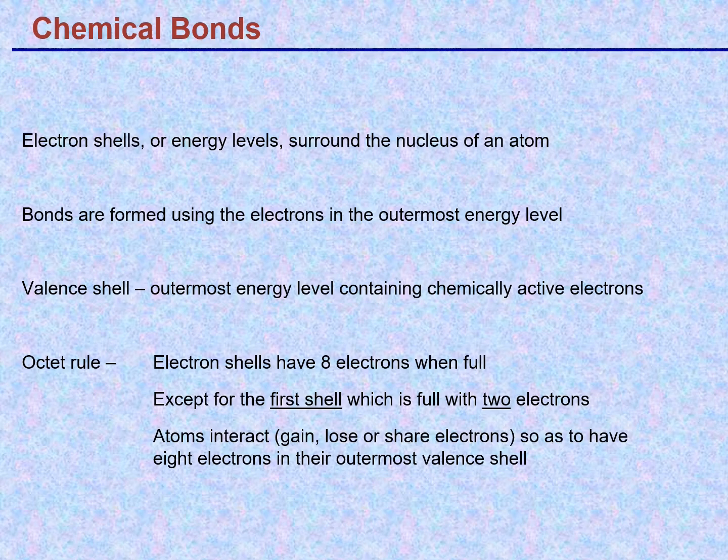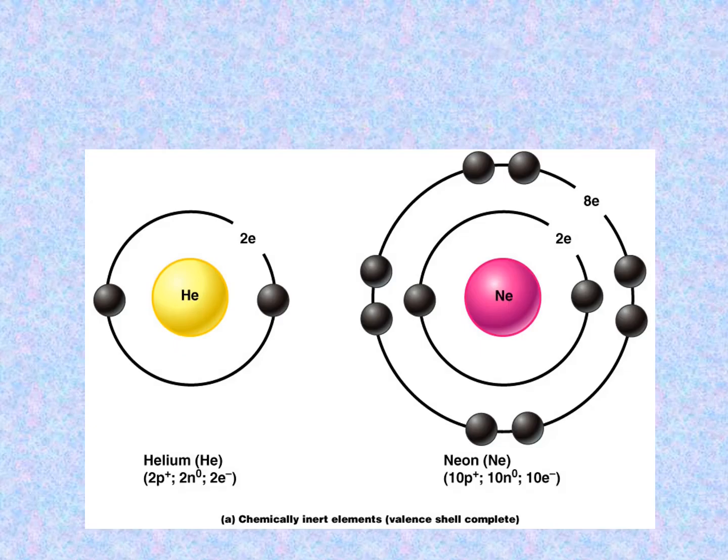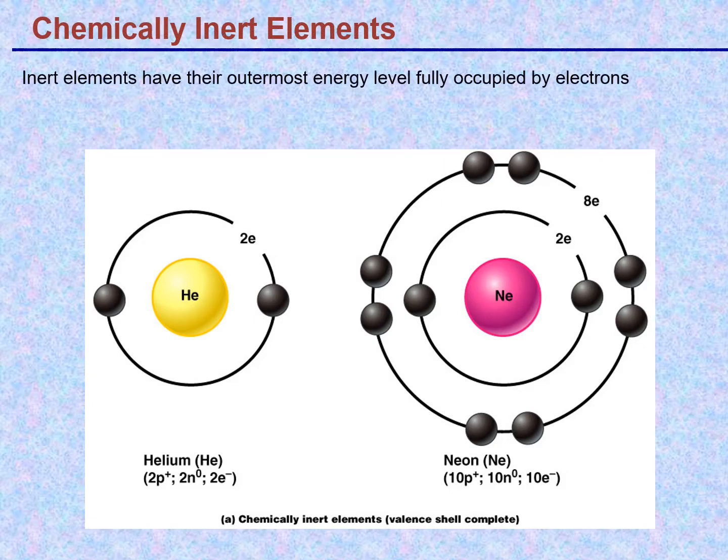And I think the next slide should be a diagram showing a helium atom, which has a proton and 2 electrons, and it shows neon.